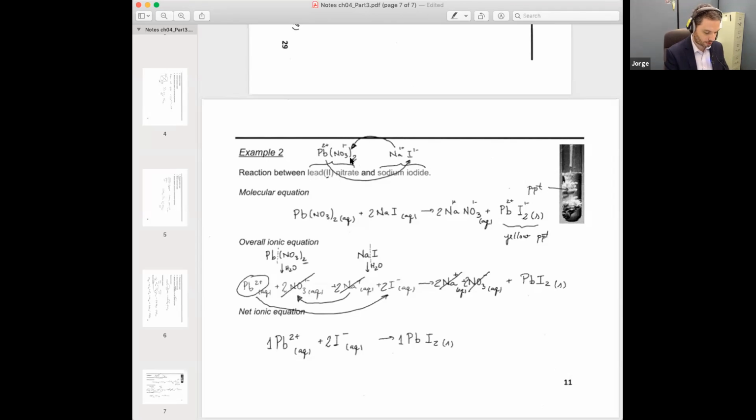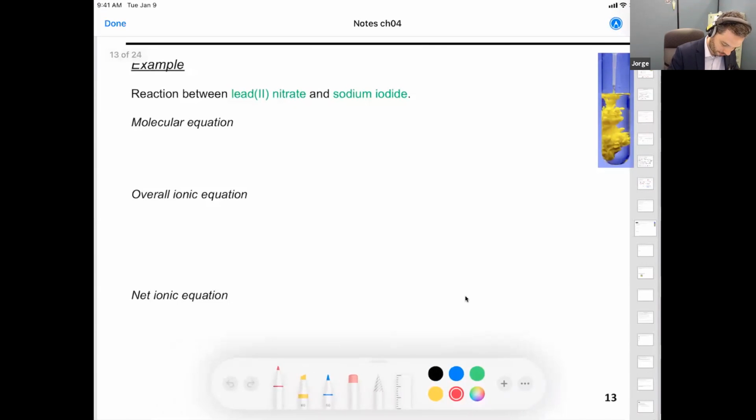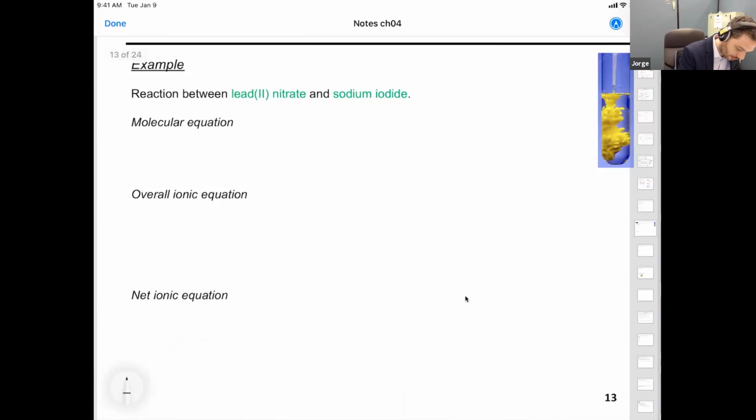So that's going to be the first salt in the reaction. Okay, so I have my screen back here. Let me switch to the iPad. Okay, so that's what we have figured out so far: the formula of lead nitrate.